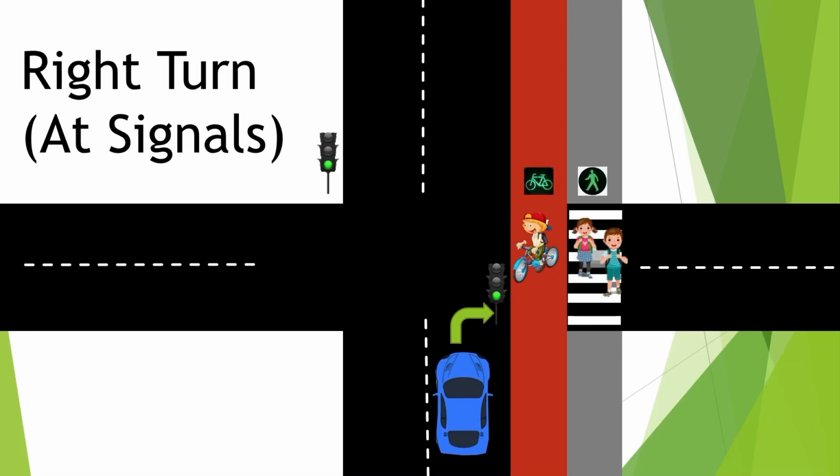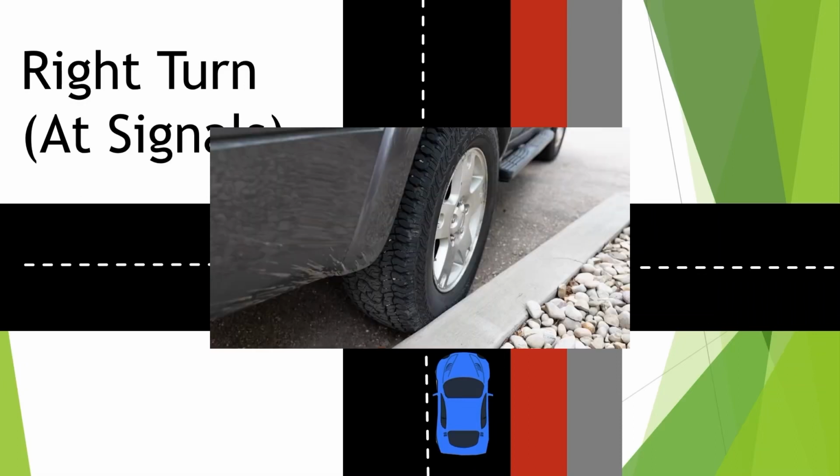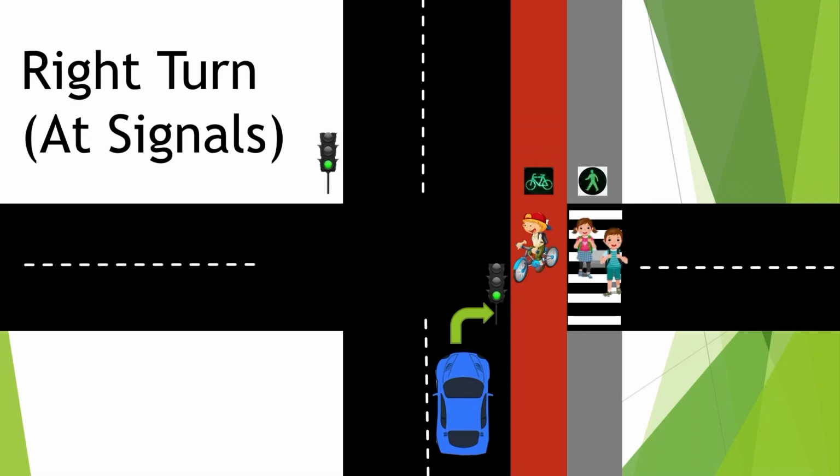Another mistake that you should avoid is to hit the curb while taking the turn. Of course, it is essential that you take the turn as close as possible to the curb, but hitting the curb is also considered a mistake.